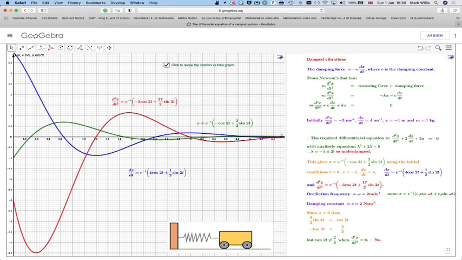So this has been a video to show you how to form a differential equation of a damped system.